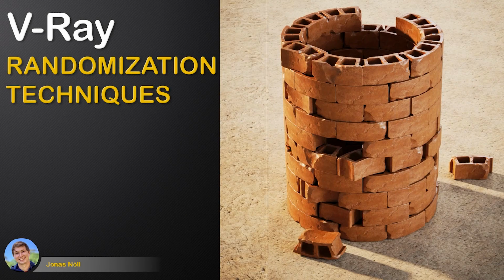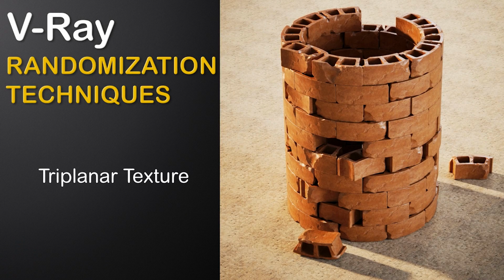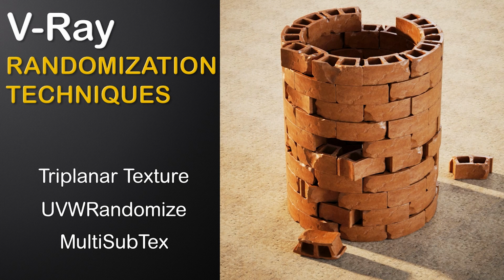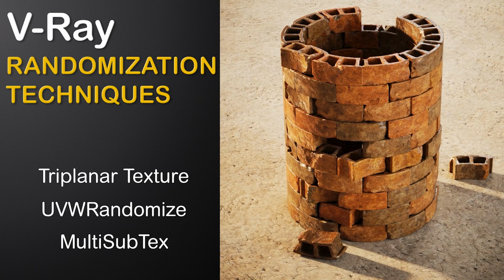So what's the easiest way to spot that a picture is computer generated? In my opinion, this is repeating texture tilings and a lack of randomization. So in this tutorial I will show you how you can use simple techniques in VRay to randomize the look of your model and eliminate repetitions during render time.